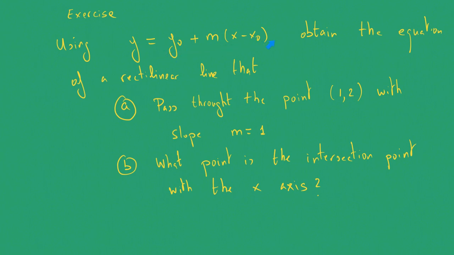Using this equation, obtain the equation of a rectilinear line that passes through the point (1, 2) with a slope equal to 1. Now there is another question. What point is the intersection point with the x-axis?